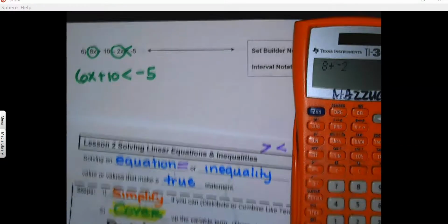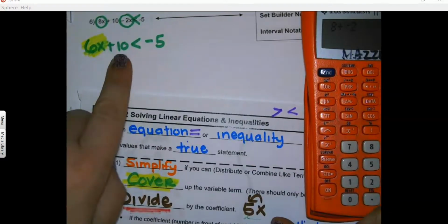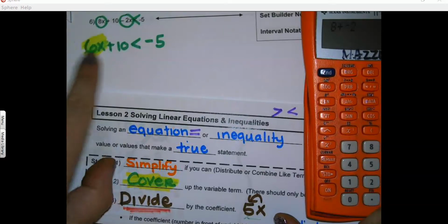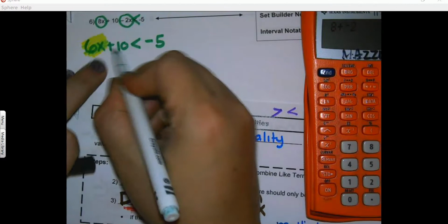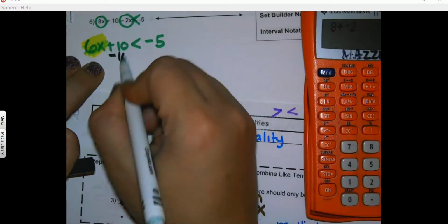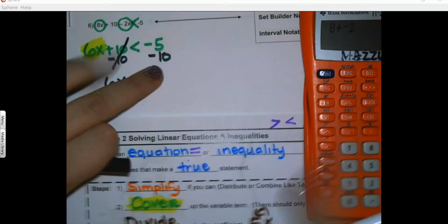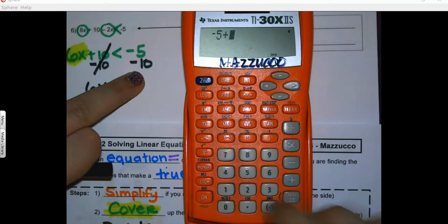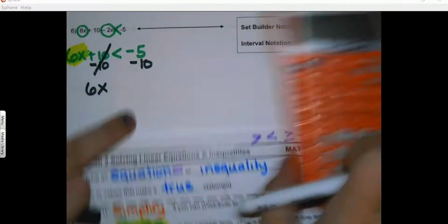And then step 2, we're going to highlight the variable. So we're going to cover up the variable and get rid of the other number here. So the number I'm highlighting, I don't want to touch. I'm going to leave that there. And if I have a positive 10, I have to take 10 away. So I have a negative 5 plus I added a negative 10. That makes negative 15 over here.